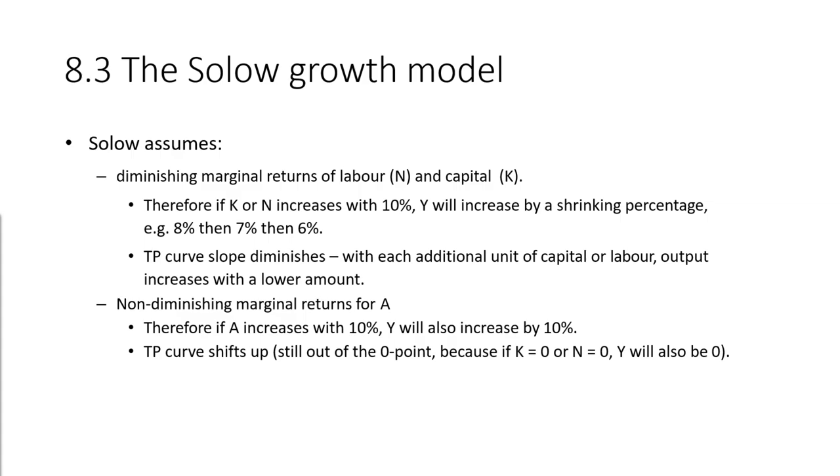The second assumption that we're making is that there are non-diminishing marginal returns to productivity. So if you increase your productivity, you will either have a proportional increase in output or even more than that. For this study unit and for this textbook that we're using, we are going to simplify it and assume that there are constant returns to productivity. What this basically means is if you increase your productivity by 10%, your output is also going to increase by 10%.